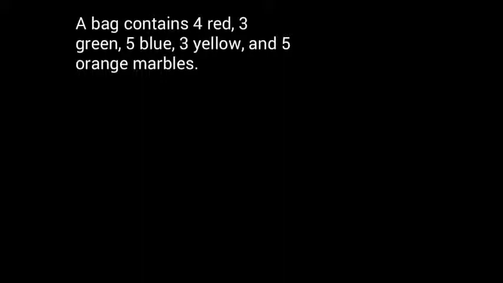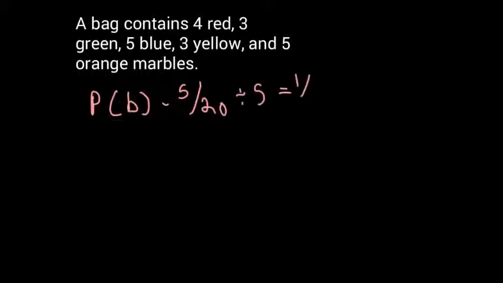Alright, so now we have a bag that contains 4 red, 3 green, 5 blue, 3 yellow, and 5 orange marbles. So if I wanted the probability of a blue, that would be 5 blue marbles, and then we have to total up the marbles. So 4 plus 3 is 7, plus 3 is 10, plus 2 5s would be 20. So it would be 5 out of 20, and then we can reduce that by a factor of 5. So 5 goes into 5 once, 5 goes into 20 4 times.